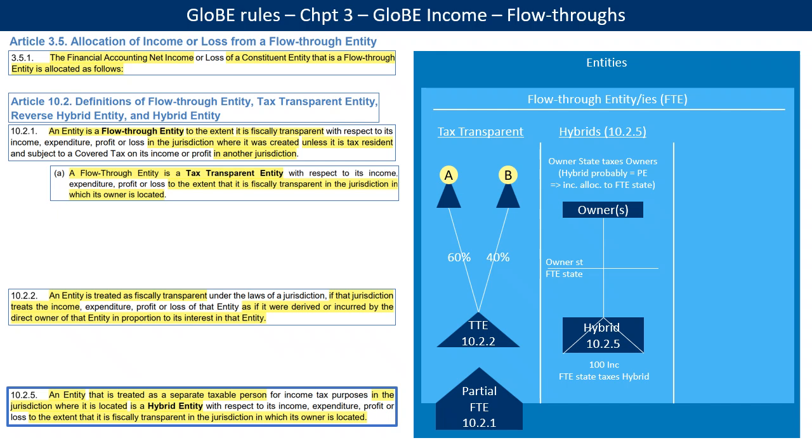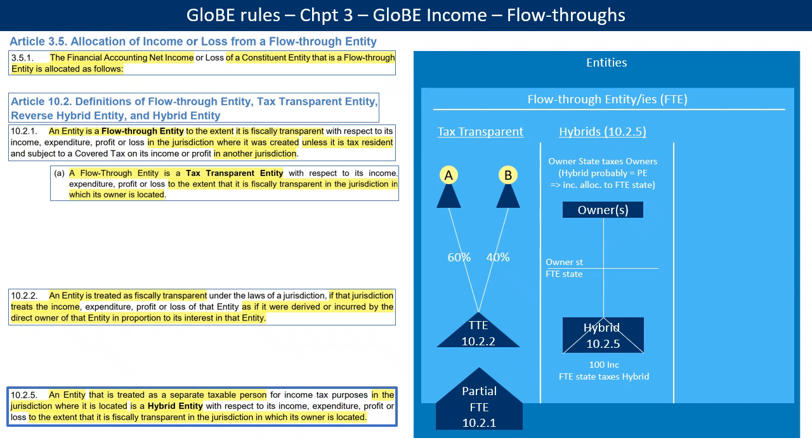And if that entity, the bottom entity, were to earn 100 in income, the flow-through state will tax the hybrid for the full 100 income. However, the owners in the owner state are treated differently. The owner state says, I look right through this thing because the sharp point of the triangle points toward me. I see a transparent entity. I'm going to tax the owners as if the income, this 100, were earned by the owners.